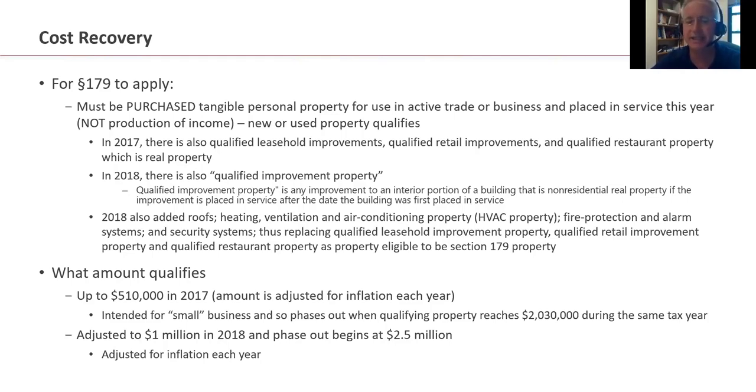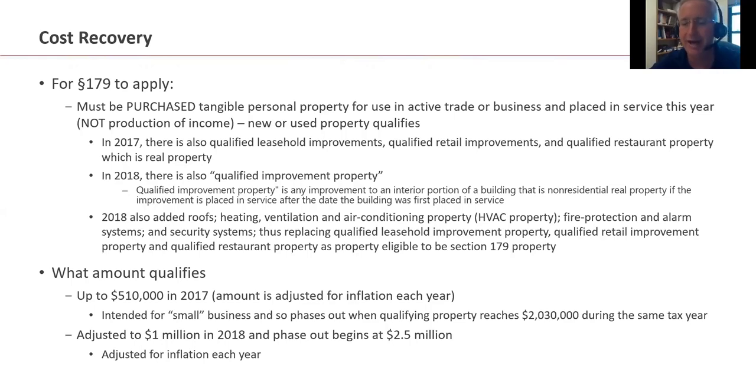It was intended, Section 179, when it was written years ago, it was intended for small businesses. And if you can believe it, the maximum limit that we're talking about was $25,000. That was it. Okay, so we know what the maximum is, and we know that it was intended for small businesses.